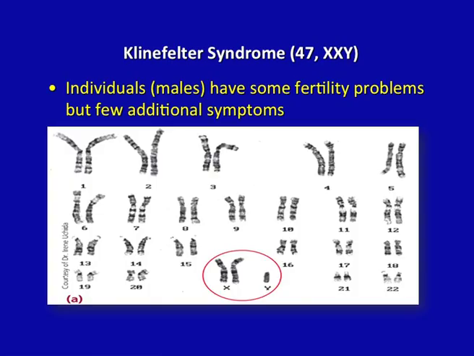Klinefelter syndrome has 47 chromosomes, and here XXY chromosomes are observed. Individual males have some fertility problems, but a few additional symptoms are also observed. From the karyotype, you can identify that an extra X chromosome is present.